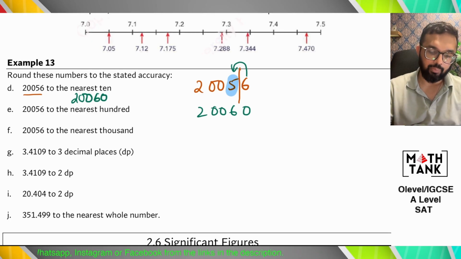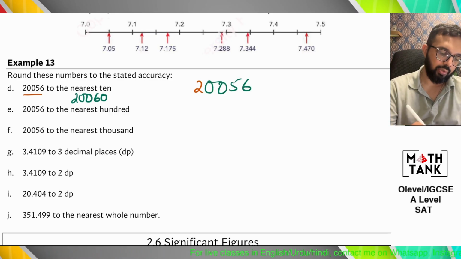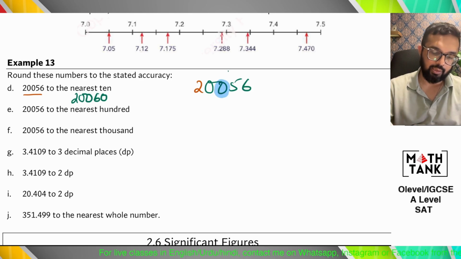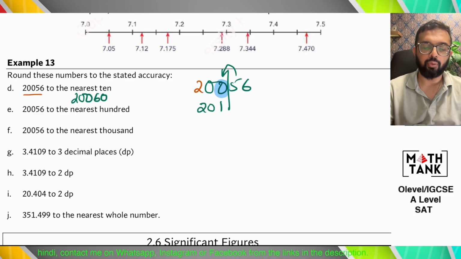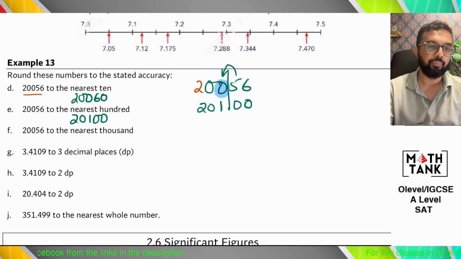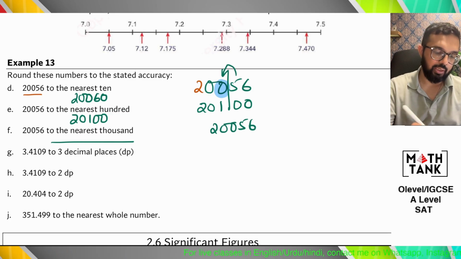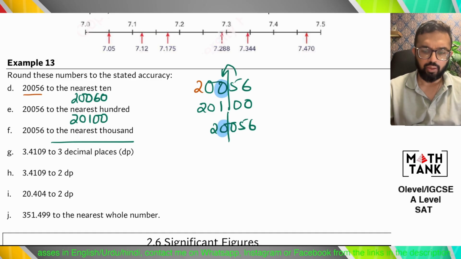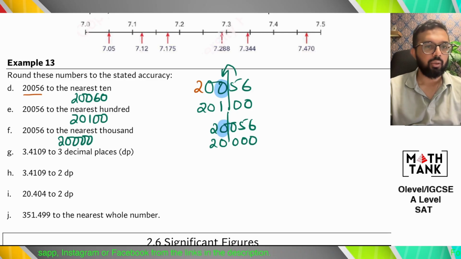To the nearest 100. If I'm rounding to the nearest 100 now, I'm going to write this again, shade the 100 digit, and draw a line after that. Is the number after this line greater than 5? Yes, or equal to 5. So you add 1 to it, and the digits after become 0. So that's 20,100. To the nearest 1,000, you shade this digit and decide whether what follows is 5 or greater. No, it's not. So everything just becomes 0. The nearest 1,000 is 20,000.